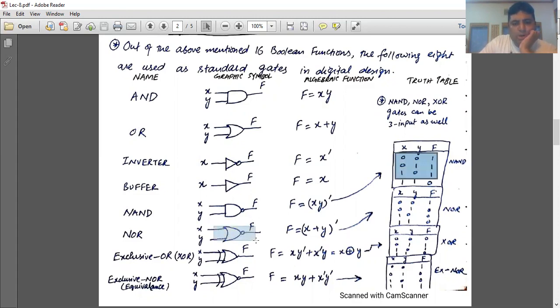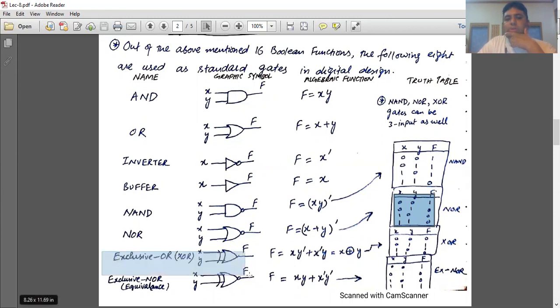This is the NOR gate. A NOR gate also does the opposite of an OR gate. You simply put a NOT gate after an OR gate, and you get a NOR gate. And the truth table of NOR is opposite of OR. Whenever the OR gate gives you one as output, NOR will give you zero output. And when the OR gate gives you zero, the NOR gate gives you one.